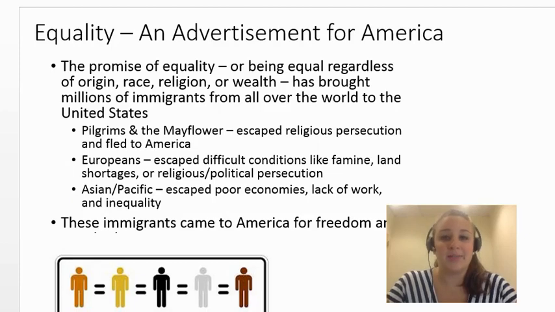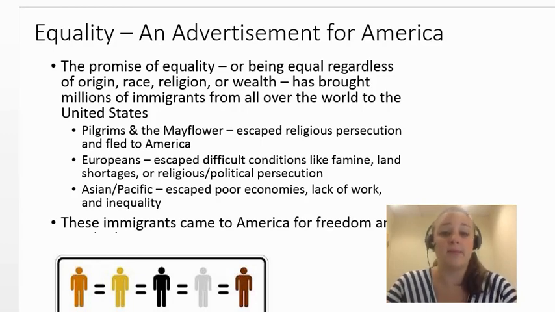So sometimes we like to say that equality was a very good advertisement for people to come to America. Or in other words, it was the promise of equality or being equal regardless of origin, race, religion, or wealth that brought millions of immigrants from all over the world to the United States starting as early as the 1600s. So let's look at some examples.